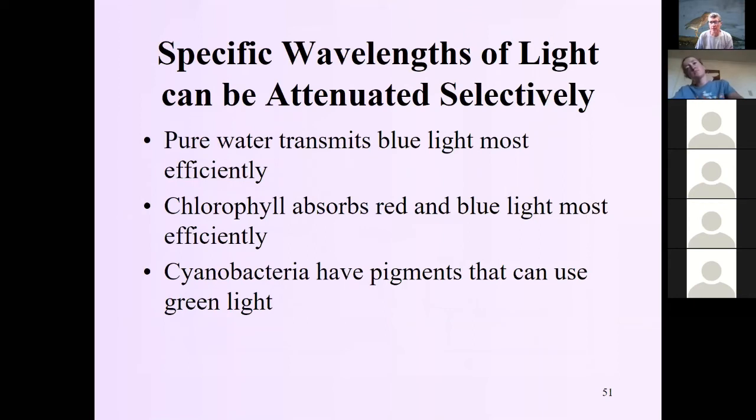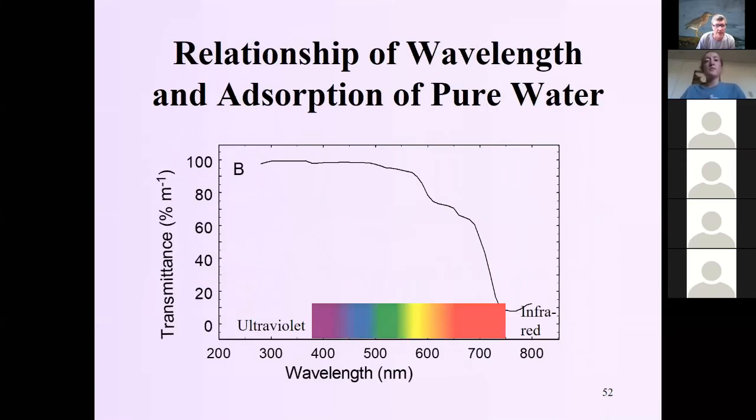Well, I'm just talking about water and light as just light being some general thing, but different wavelengths are attenuated selectively. So pure water transmits blue light the most efficiently, and chlorophyll absorbs in the red and blue light most efficiently. And cyanobacteria have pigments that can use green light. So we'll see how this plays out.